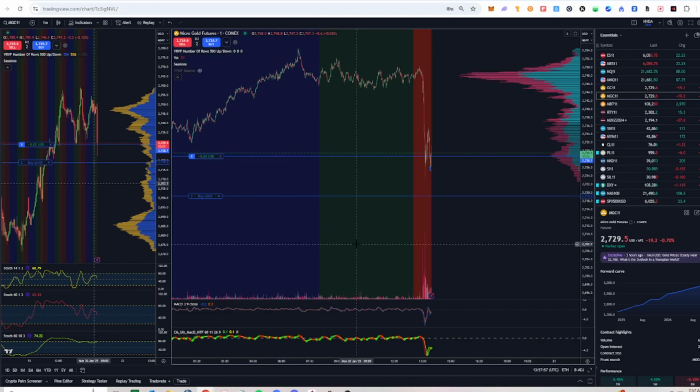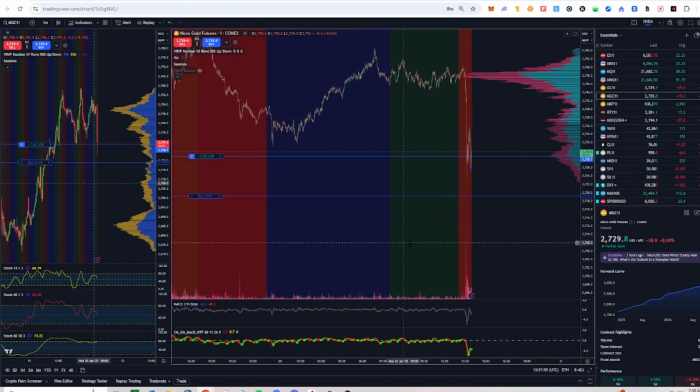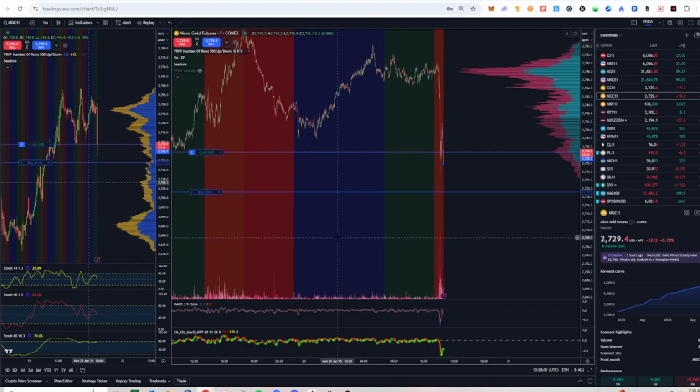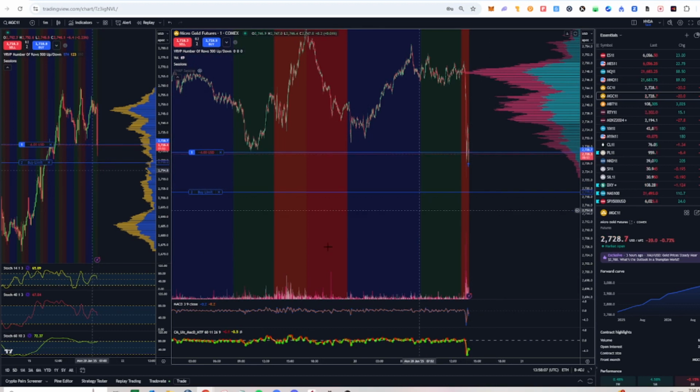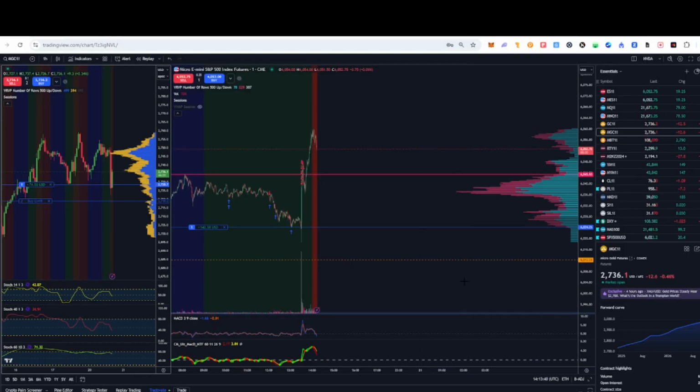Nothing wrong with catching a falling knife if you don't go in too big too soon. You know, we got to save most of the ammo for the real low spike down. So I'm just in small. Anyway, we'll see how it goes. I'll keep you updated. Okay, back to the MES.